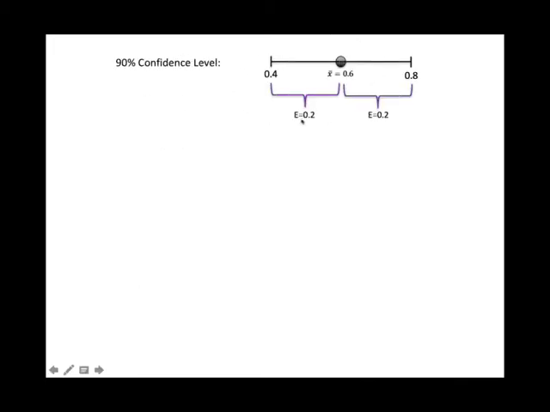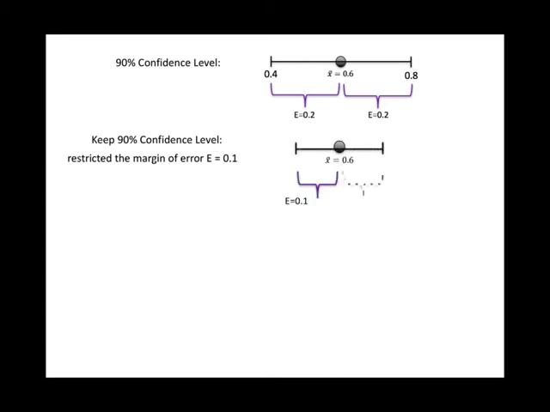We talked about this picture when we were working on the margin of error, right? Let's say this is a 90% confidence level. We have the sample mean, we have the endpoints, and we know the margin of error is going to be 0.2 here. And now I say, I want to keep the 90% confidence level, but this margin of error is too big for me. I want to restrict it to 0.1, okay? I want to cut it in half. I want to make this narrower, but I want to keep the 90% confidence level. So I want my picture to look like this.